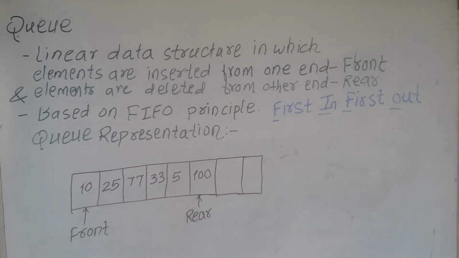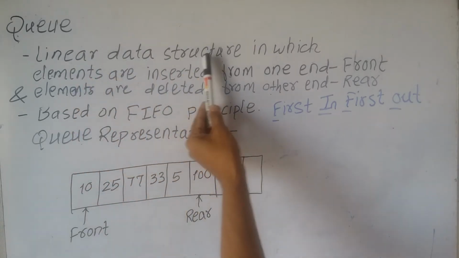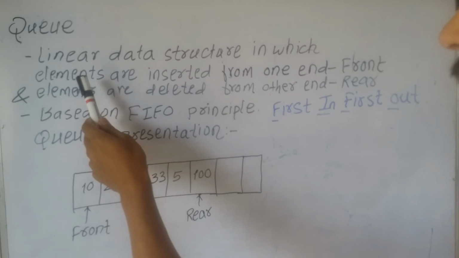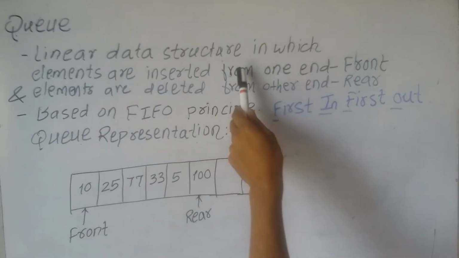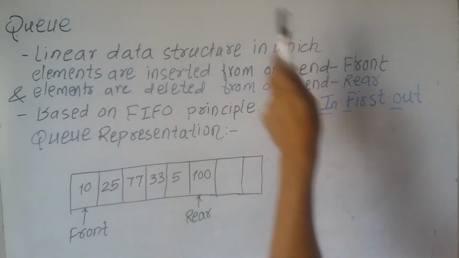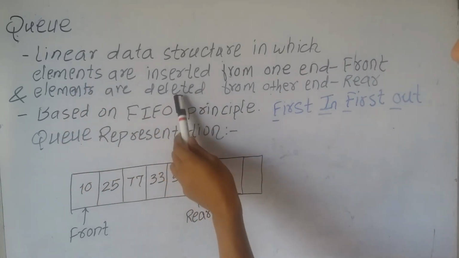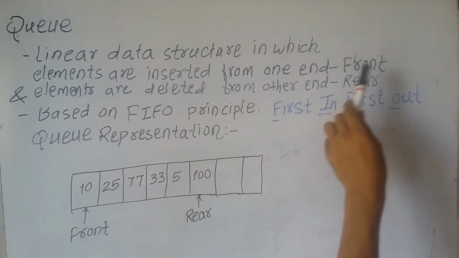Now we will study the next data structure after stack, that is a queue. What is a queue? Again similar to the stack, a queue is a linear data structure in which there is a difference. Just concentrate. Elements are inserted from one end of the queue, and the elements are deleted from the other end.